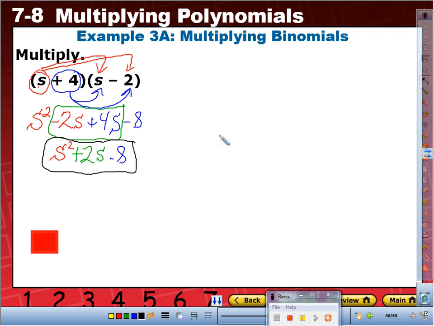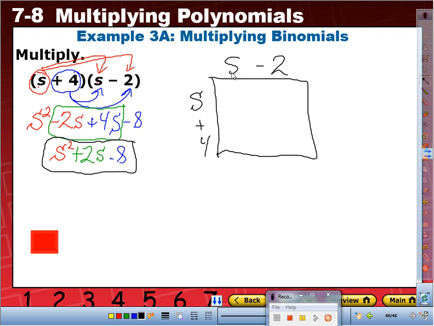Everybody look up, please. Here's my area. Now I'm going to write this one. Everybody look up, or you're going to miss it. S plus 4 goes here. S plus 4. And on top goes what? S minus 2. Where does this end? Right here? I draw my line down. Where does this one end? About right here. So I draw a line across.